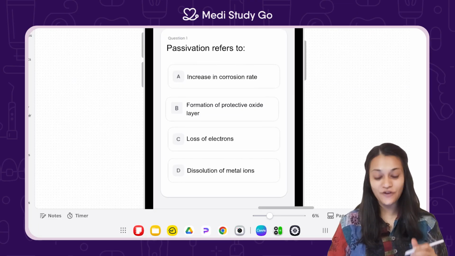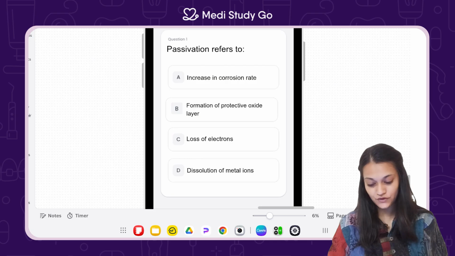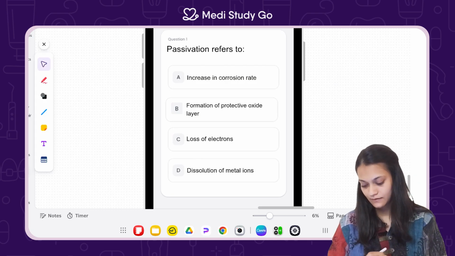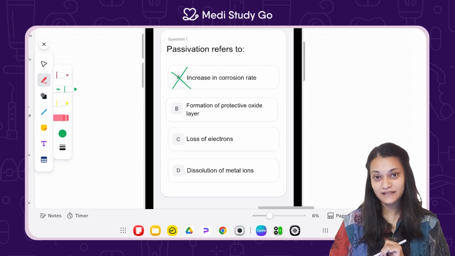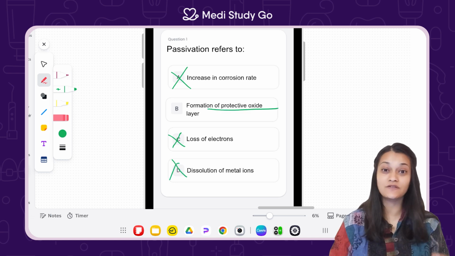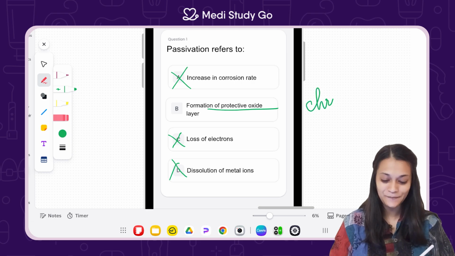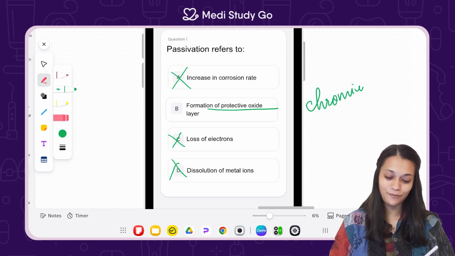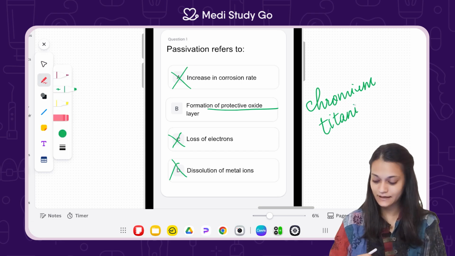So let's just quickly solve the MCQ. Passivation refers to increase in corrosion rate? No, that's not true. Then, is it formation of protective layer? Loss of electron, dissolution of metal ion. It is formation of protective layer. So now can you tell me which metal actually has passivating effect? It is your chromium. At the same time, titanium, that can promote passivating effect.